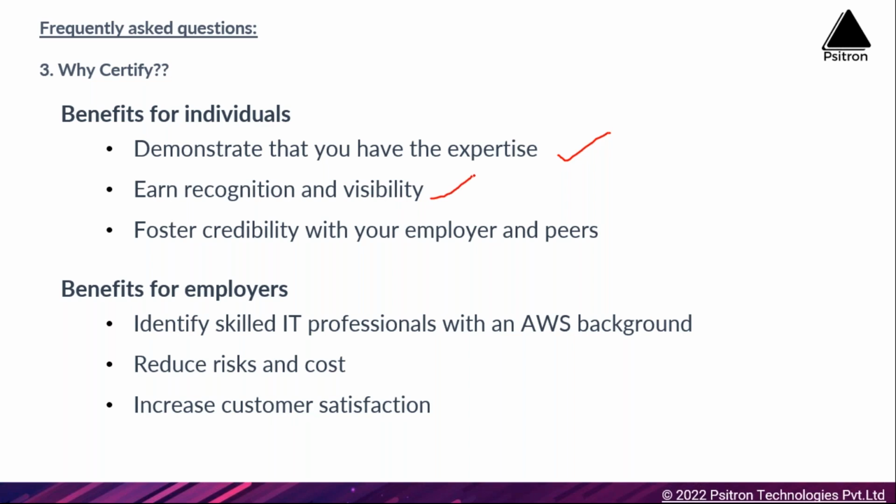Once you finish an exam and you get a certificate, obviously, let's say there are 5 data scientists who go for an interview. There's one data scientist who has the AWS Machine Learning Specialty Certification. What do you think? Who's given priority? Obviously, the person who has a certification, because you earn recognition and visibility from AWS, right?